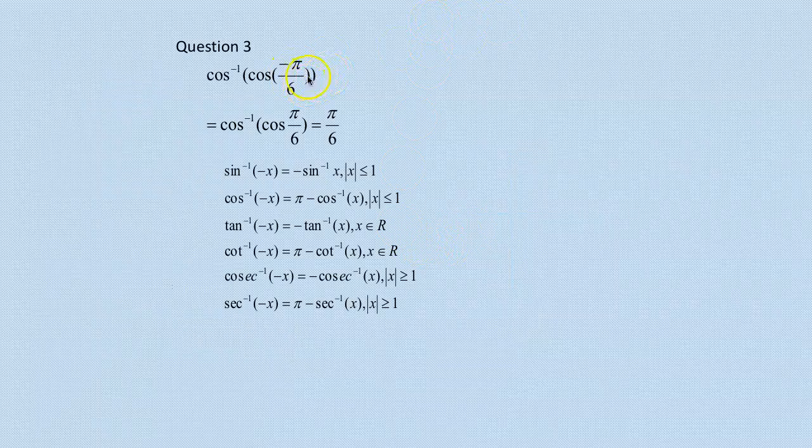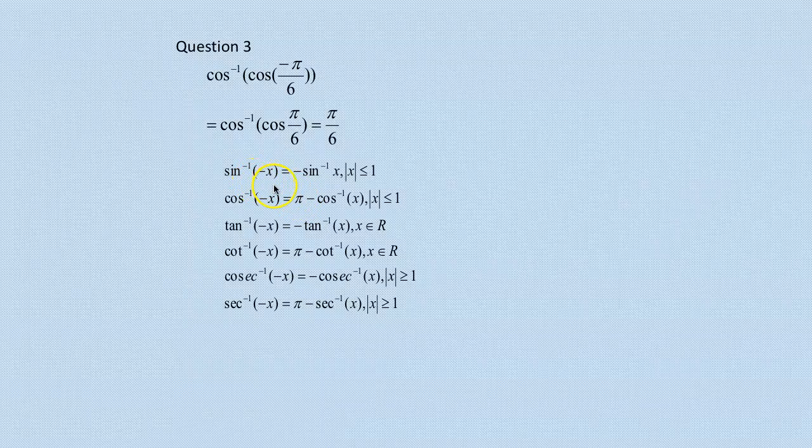Cos inverse of cos minus pi by 6. Now cos minus theta is cos theta. So this is cos inverse of cos pi by 6, which is pi by 6, because pi by 6 lies in the first quadrant and the range of cos inverse is the closed interval 0 to pi.